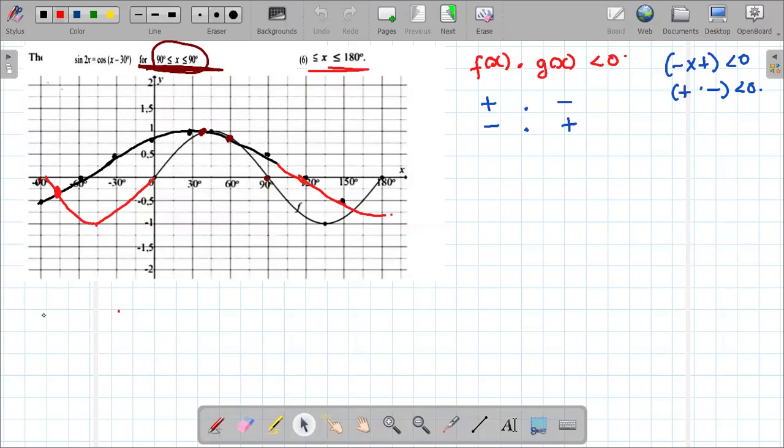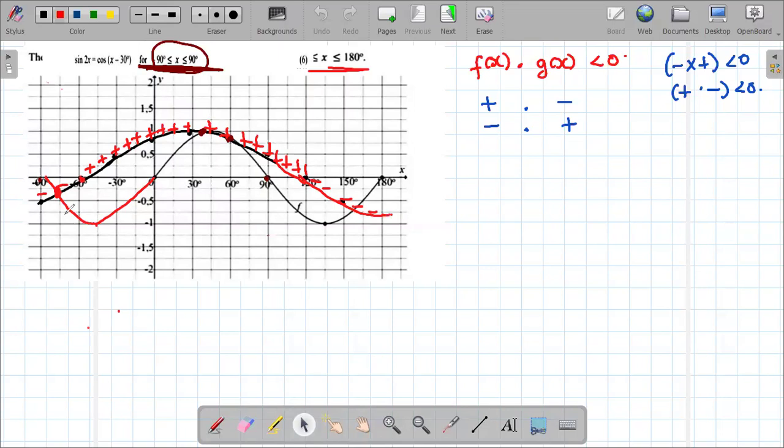Let me check something. This is the way I'm going to do it. Let's start with the black one, which is cos. Negative is negative, but from here it is 0. Then positive for a long stretch, then negative.